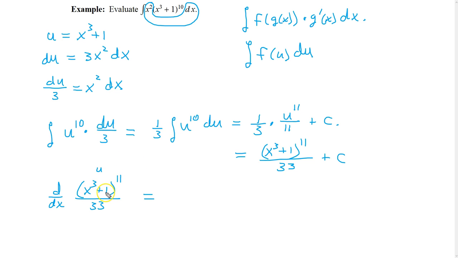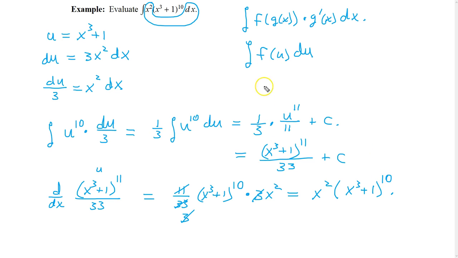So letting u equal x cubed plus 1, you see when we differentiate this with respect to u first, we drop the 11 down, so we're going to get... and then we have to multiply it by the derivative of u, which is the derivative of x cubed plus 1, so that's going to be... and simplifying this, we get x squared times x cubed plus 1 to the 10th power, which is what we wanted.